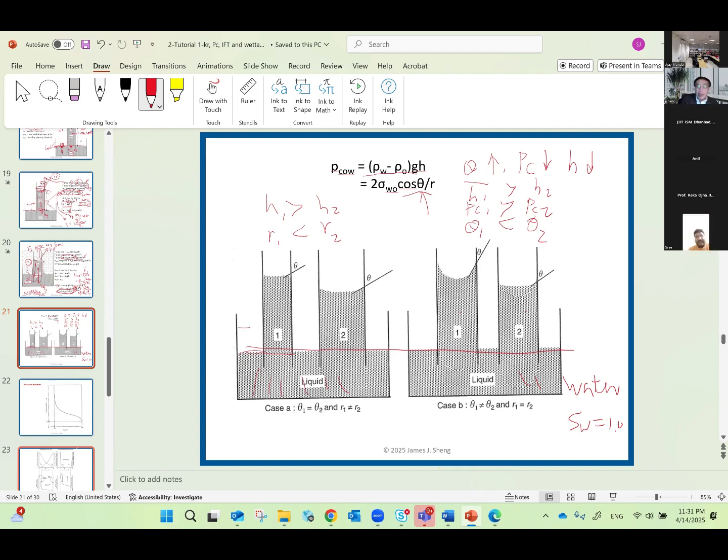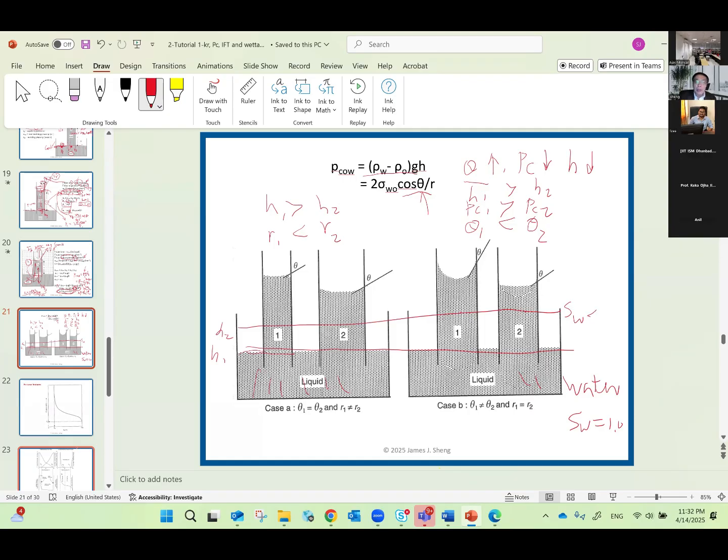Now let's move up a little bit, to this level. Here is H1, here is H2. Water saturation SW2 is now less than 1, right? Because here is oil, here's oil, some oil there. Okay.